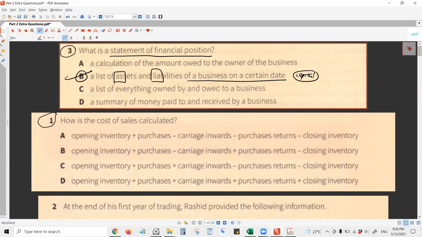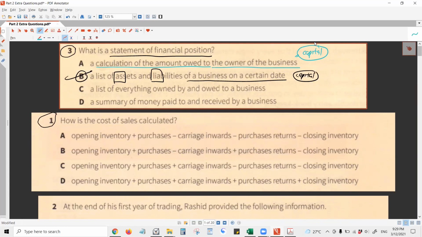A, calculation of the amount owed to the owner of the business. Okay, this is actually another definition for capital. This is talking about capital. Because you try to think, capital means investment from owner, right? I told you that's the meaning. Capital means investment from owner.